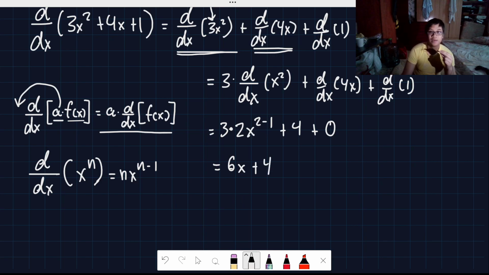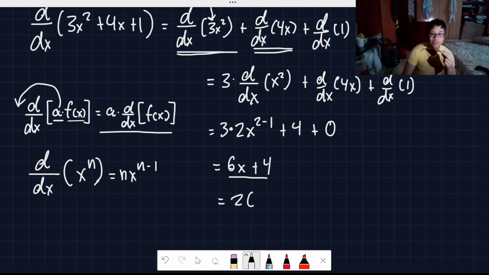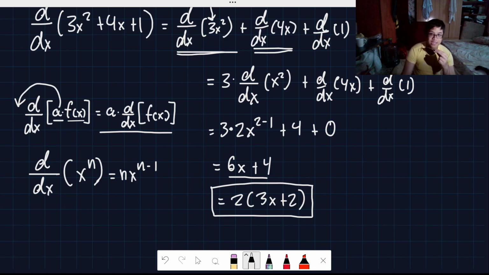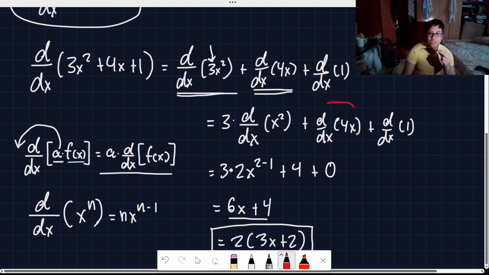Then we can simplify this further because you see 6x and 4 are both divisible by 2. So we can factor out 2 in this expression. So we will have 2 times the quantity 3x plus 2. And this is the simplified final answer: 2 times the quantity 3x plus 2. That's it.